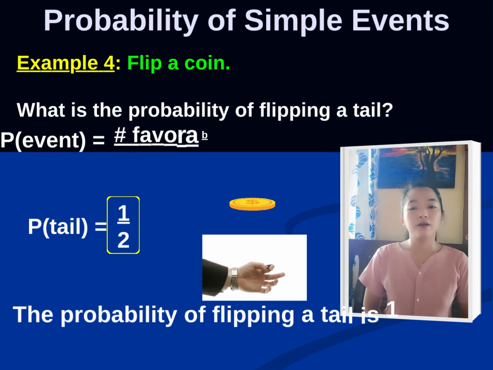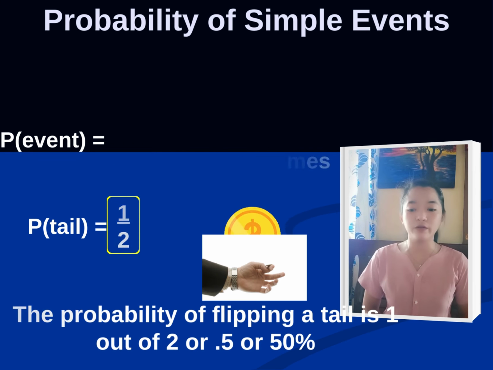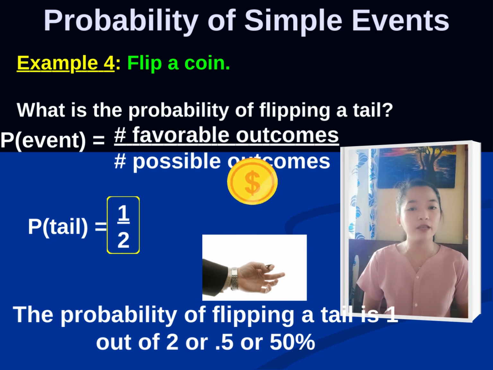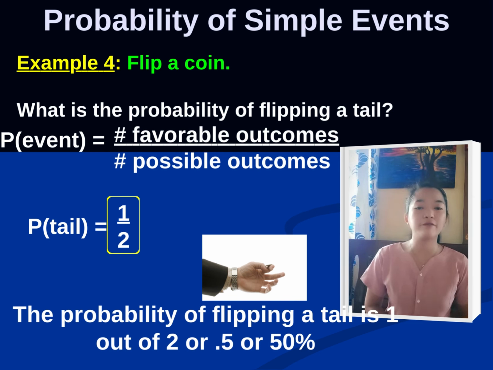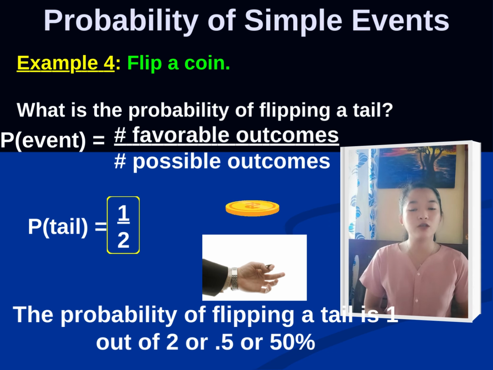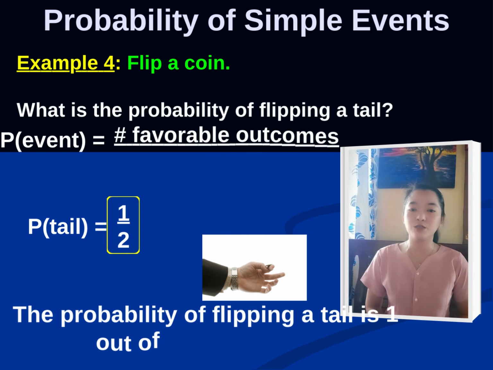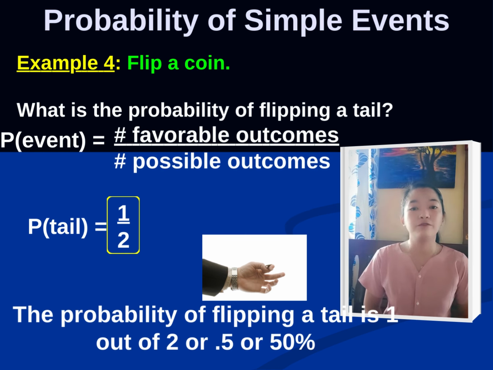Now let's apply probability of simple event in flipping a coin. The question is, what is the probability of flipping a tail? If we flip a coin, we have tail and a head. So let's use the formula P of event is equal to the number of favorable outcomes over the number of possible outcomes. P of tail is equal to 1 because we only have one tail in a coin, over 2 because we have 2 different choices. Therefore, the probability of flipping a tail is 1 over 2 or 50%.